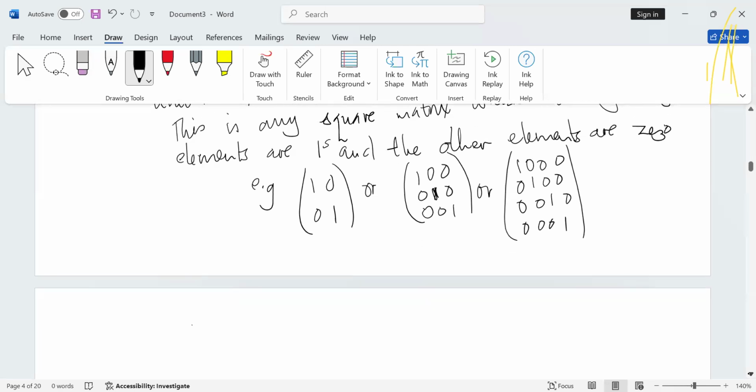A matrix A times these, which are called identity matrices. A matrix times its identity is just equal to that matrix. A matrix times an identity matrix is equal to that matrix.